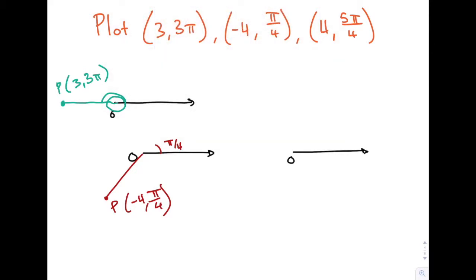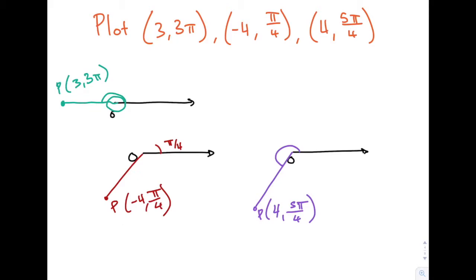So we need to go 5 pi over 4 units around, so that lands us here in the 3rd quadrant, and then 4 units out. 5 pi over 4. So it's interesting to note with these last two, they actually have the same point. They land in the same spot, right? Which is the interesting thing about polar coordinates.